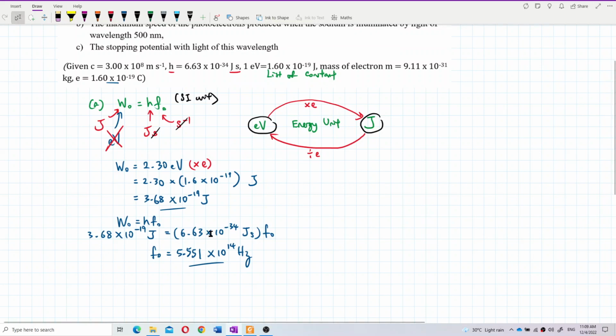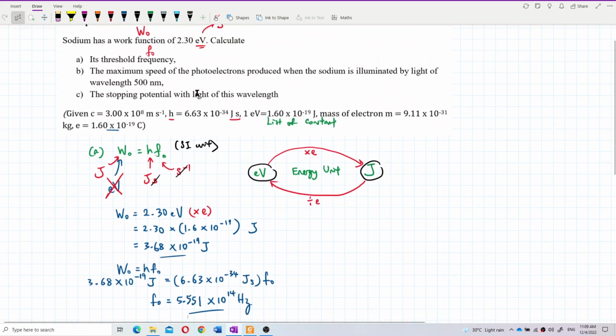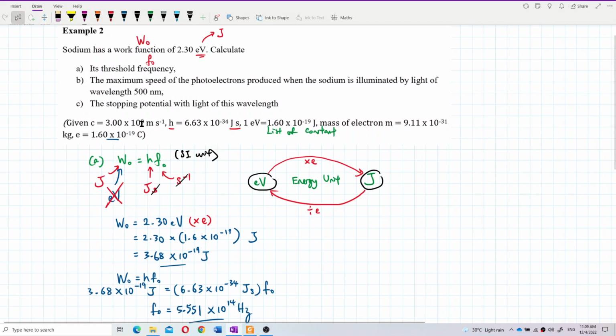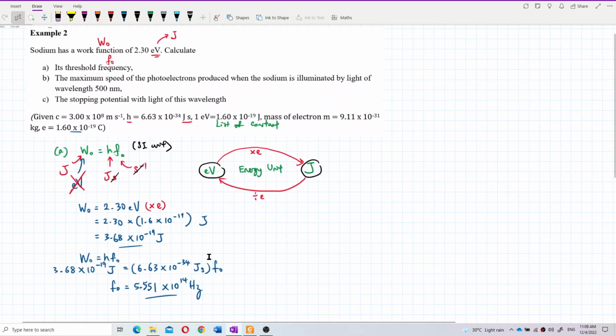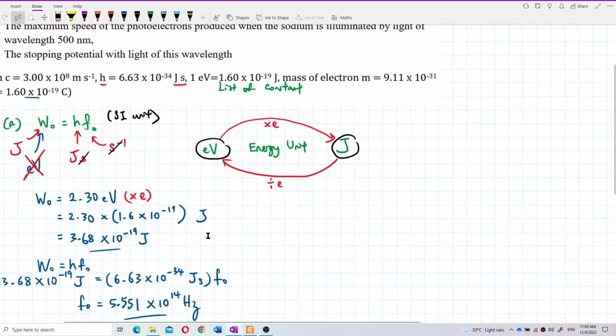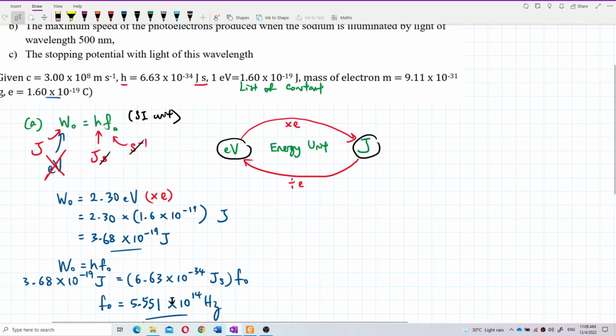So that's the frequency. Do I have the answer? I don't have the answer with me. Never mind, so that's the answer. That's the threshold frequency. Now, let's continue. We got the threshold frequency already.